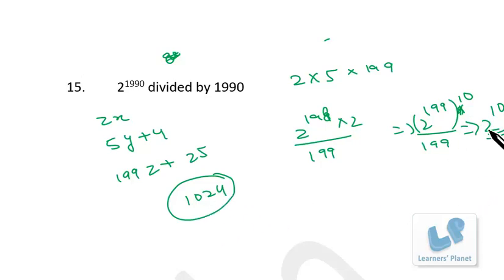Okay, when we got this number 2 raised to 10 over here, we can check it is in 2x format and 5y plus format. Okay. So this is the final remainder. I hope you are clear.